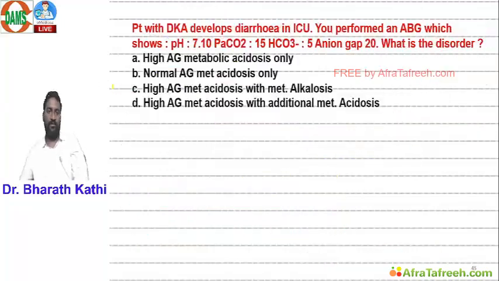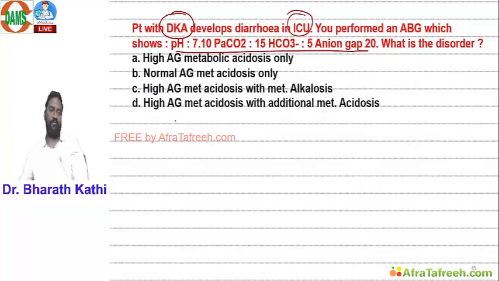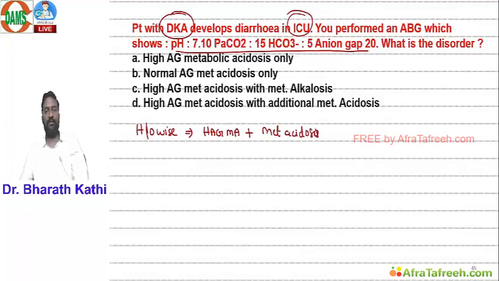Now another patient, DKA, develops diarrhea in ICU, and an ABG was performed. These were the parameters. Now history-wise, DKA will cause high anion gap metabolic acidosis. Diarrhea will cause normal anion gap metabolic acidosis. So there are two metabolic acidoses. Let us see the relevance in ABG.